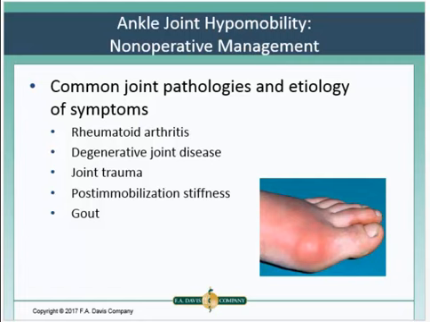Anyone who has been casted or splinted for a long period of time will also have stiffness. And then there's gout. Gout is a problem where there's too much uric acid in the blood. The most common location for gout is in the MTP joint of the foot.